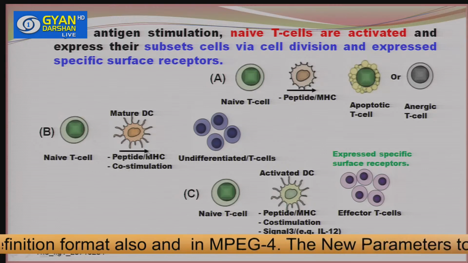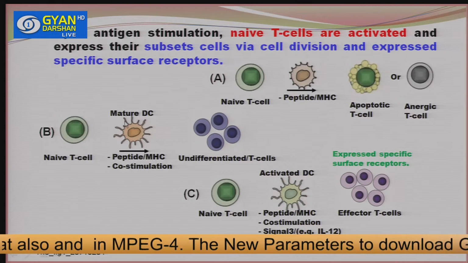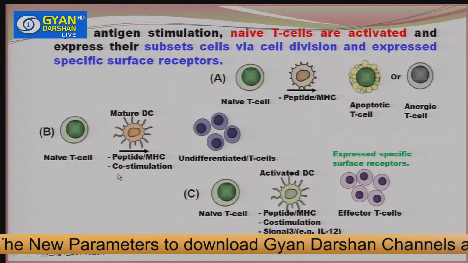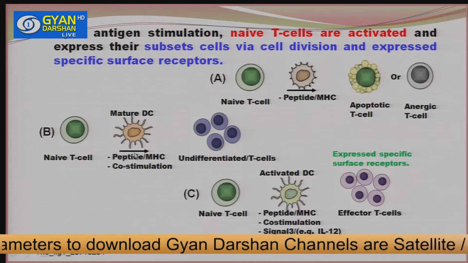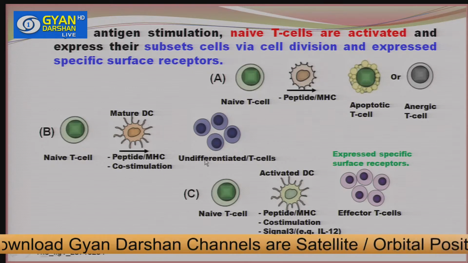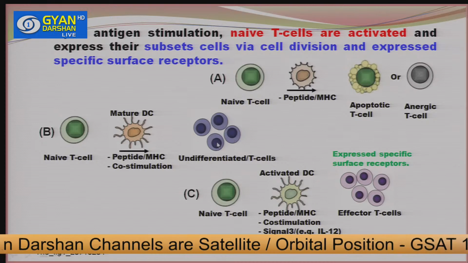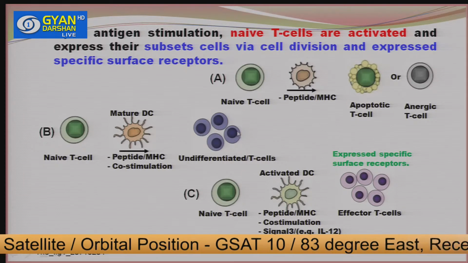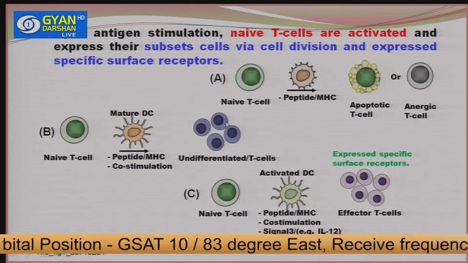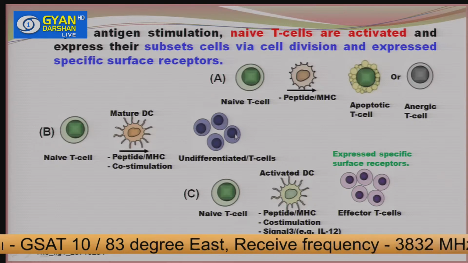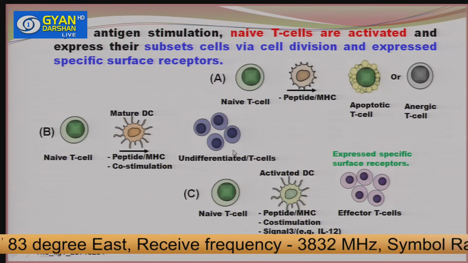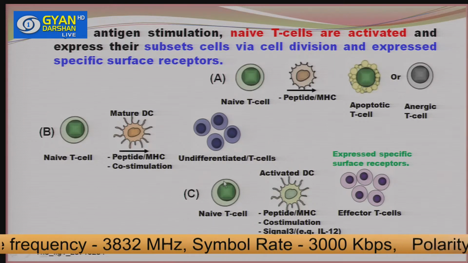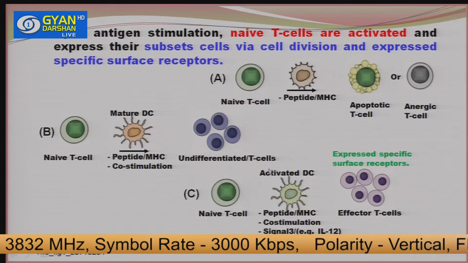They have the peptides and MHC molecules on their dendritic cells. It is a mature dendritic cell, and co-stimulation will also take place. Or there are cells which are undifferentiated. They are not involved in cell-mediated immunity, and ultimately they will not kill the pathogens. And the third type of process is there.